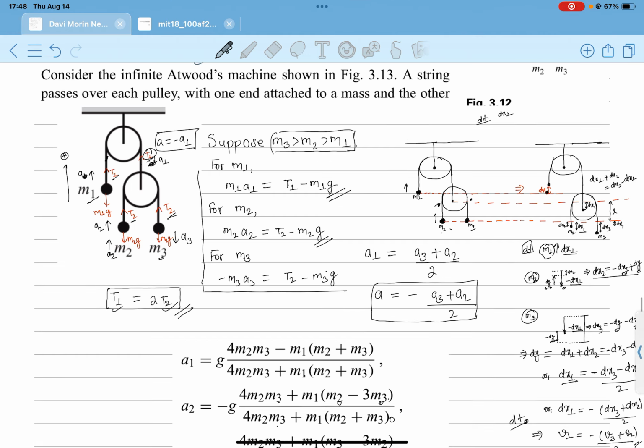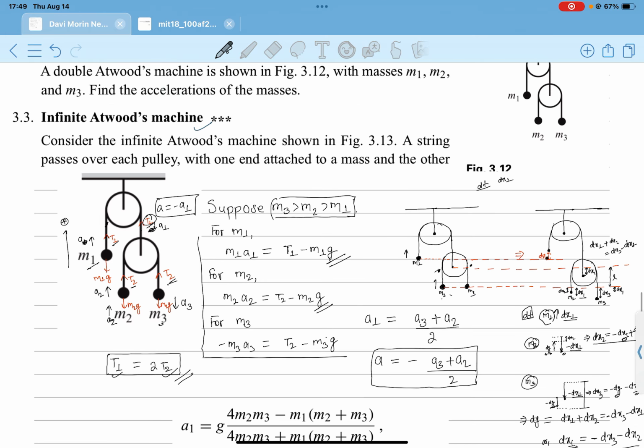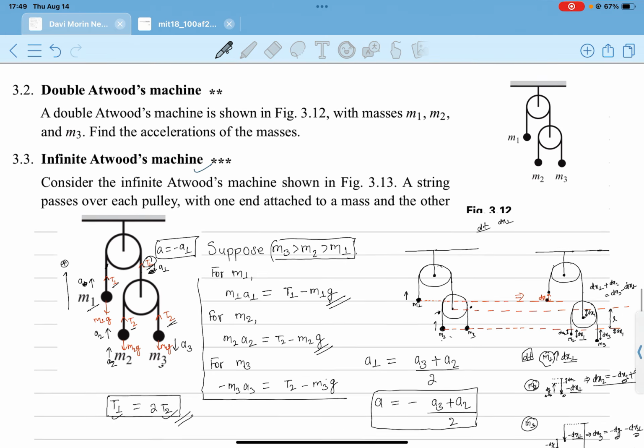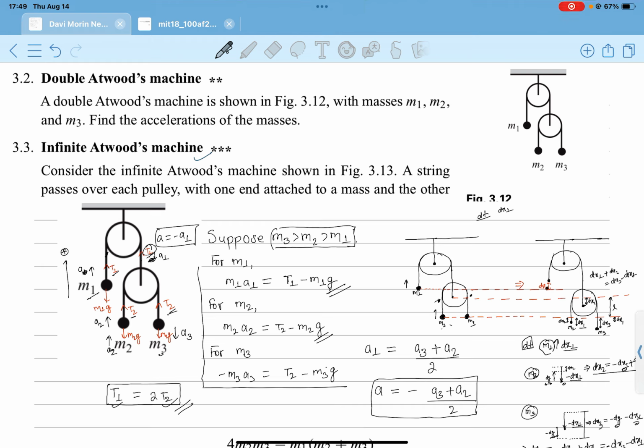And yeah, so in this video we explained how we can solve for the acceleration of masses in a pulley system.